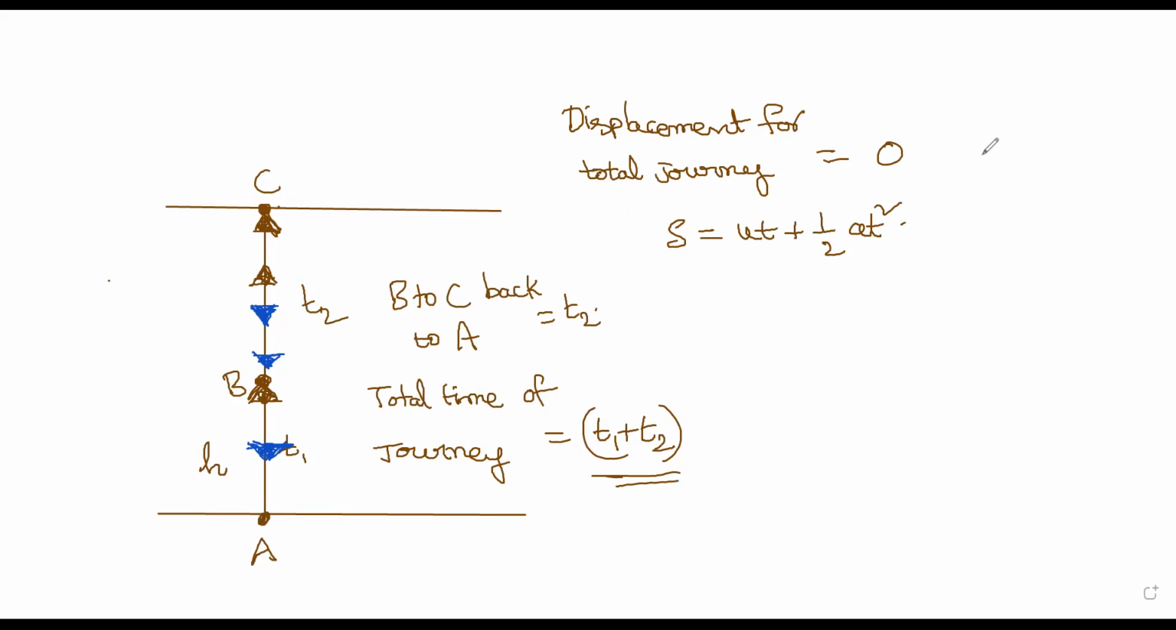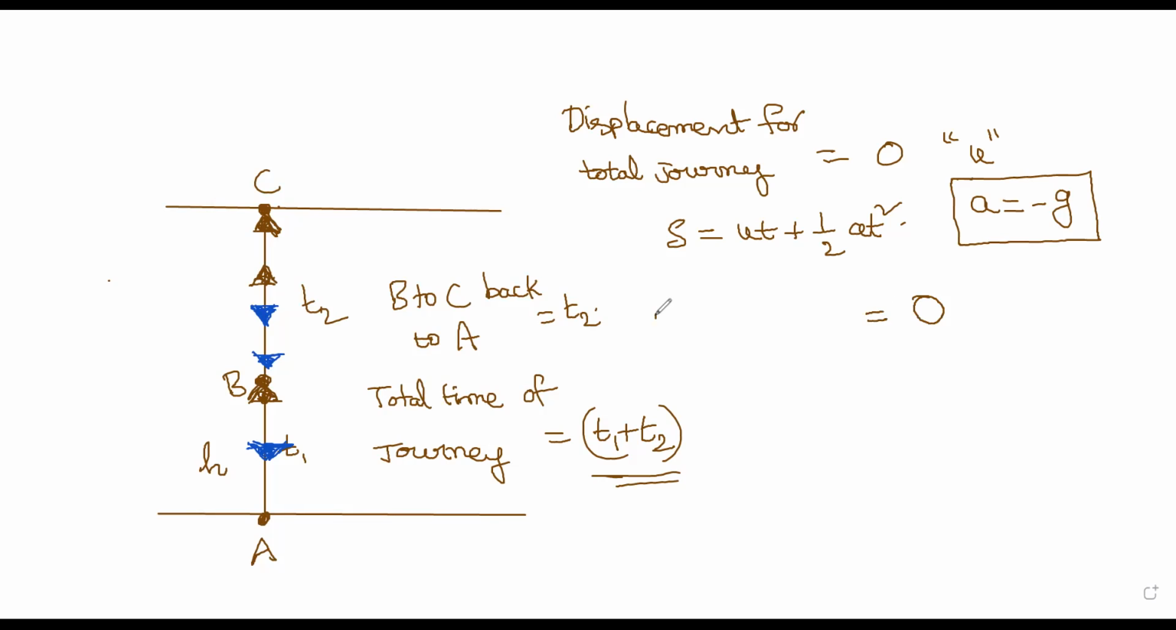Now what is a here? u is the initial velocity with which we started, and a is the acceleration due to gravity, which is always minus g because it is directed downwards. So this point you have to remember. And S is 0, so we'll put 0 on the side.